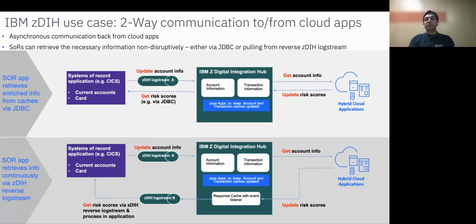What we can do is spin up another cache which can hold these risk scores, and attach an event listener to that cache. What that event listener will do is, as and when any cloud application writes a risk score into a new cache, a response cache, that information will also get written into the ZDIH specific log stream. And then mainframe applications can access those ZDIH log streams for their need. So in this way, we can share the information in two-way with the help of ZDIH caches.